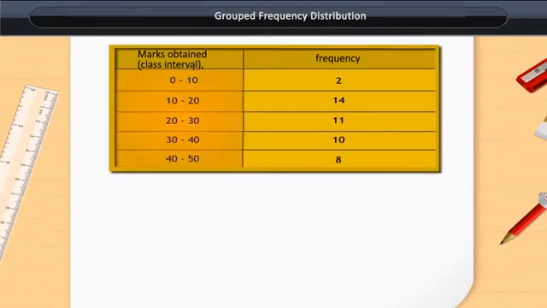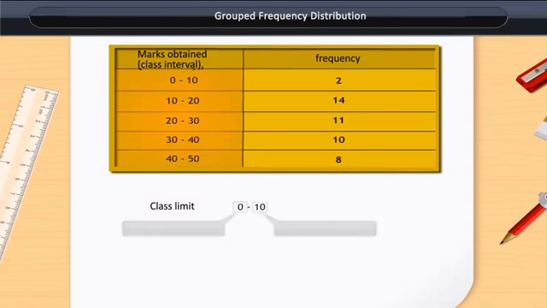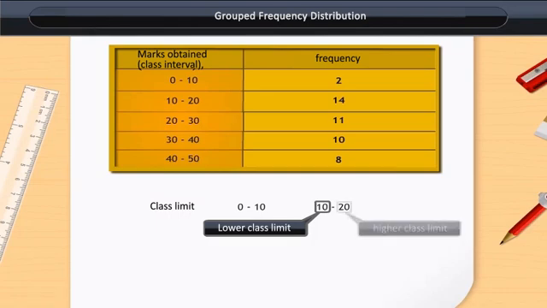Now, let's talk about class limits. In class interval 0 to 10, 0 is called the lower class limit and 10 is called the higher class limit. Similarly, for class interval 10 to 20, 10 is the lower class limit and 20 is the higher class limit.